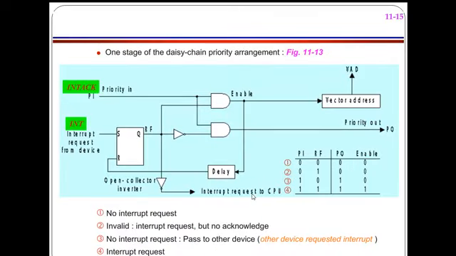The same thing has been explained over here. If no interrupt request is given, nothing happens. If an interrupt request has been given from a device, then a particular interrupt priority output you will get. Whatever I have explained is given with a small priority arrangement.